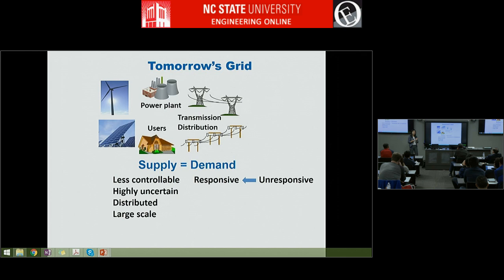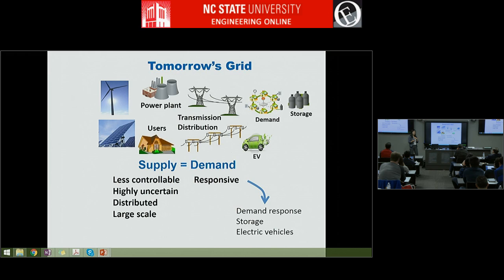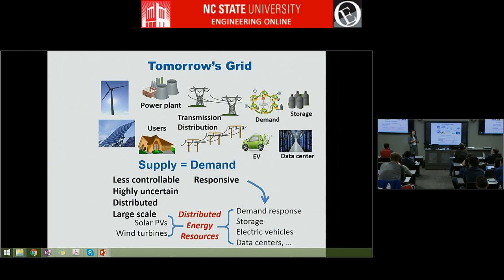What are the examples? We have demand response programs, and we have storage, and we can also use electric vehicles. For computer science, people can use data centers to coordinate together with the solar PV and wind turbines in the systems. Put them together, and people usually call those distributed energy resources. So now we put everything together and think about what the future grid looks like.